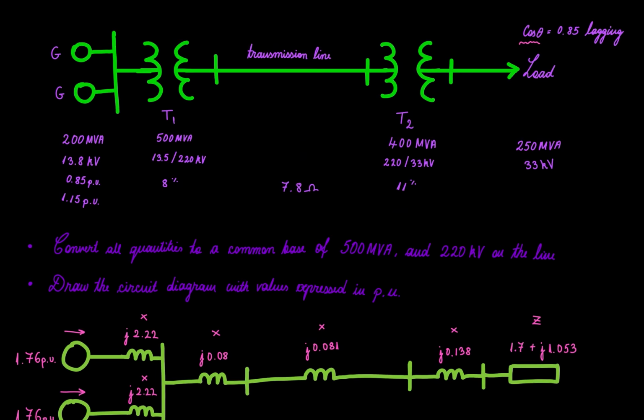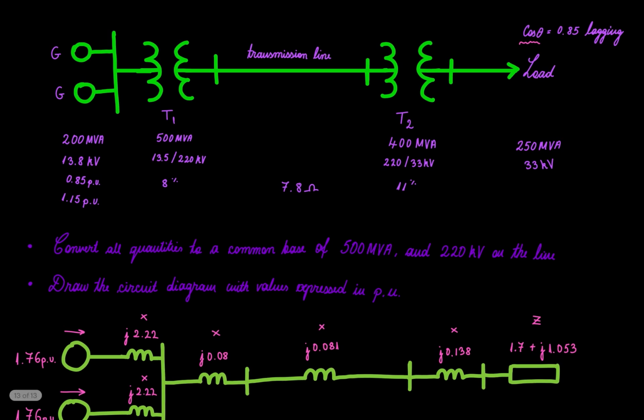So what do we have on the single line diagram? We have a 3-phase generator, 2 of them actually, and they are rated at 200 MVA, 13.8 kilovolts. They have a reactance of 0.85 and are generating 1.15 per unit, each of them. So next up we have a step-up transformer, T1, with its values. Then we have the transmission line. Then we have the step-down transformer and the load.